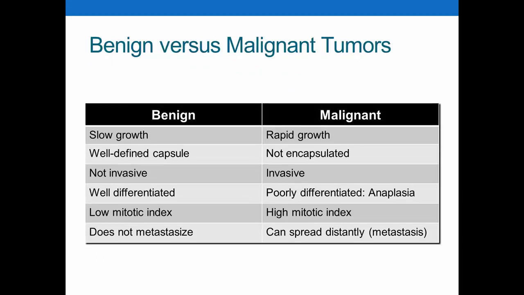So if we kind of compared and contrasted benign versus malignant tumors, you can see that benign tumors tend to grow slower than malignant. They have very well-defined capsules, whereas malignant tumors, as we mentioned previously, are not encapsulated. Benign tumors aren't invasive, where malignant tumors are. Very well differentiated cells on the benign side, but very poorly differentiated, or that concept of anaplasia, on the malignant side. Now, one of the things I mentioned previously is that they tend to grow faster.